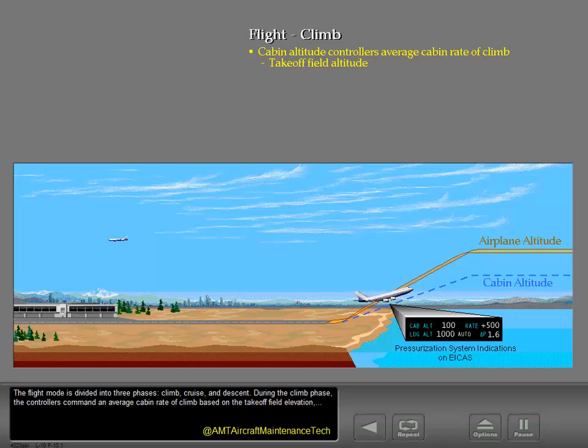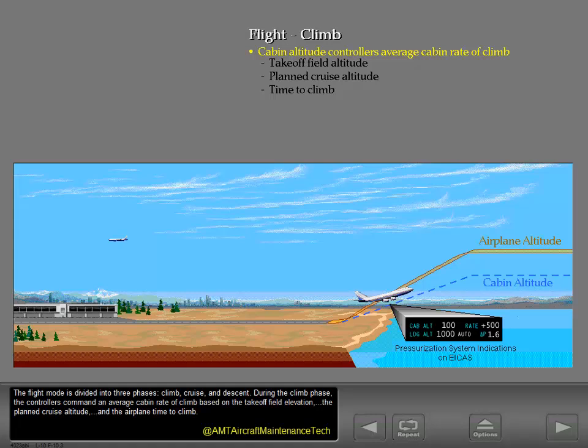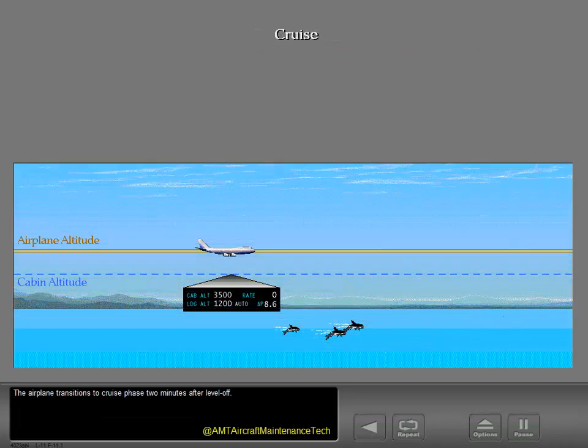During the climb phase, the controllers command an average cabin rate of climb based on the takeoff field elevation, the planned cruise altitude, and the airplane time to climb. The airplane transitions to cruise phase 2 minutes after level off. The maximum cabin altitude for cruise is 8,000 feet and remains constant during cruise.